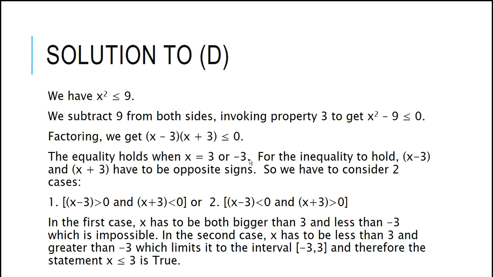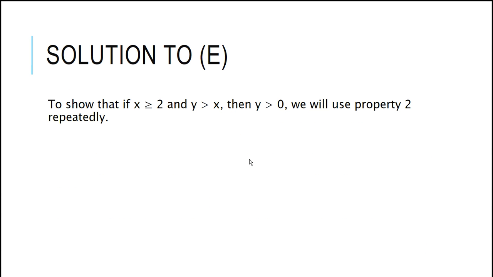And therefore the statement is true. And then the final part, to show that if x is greater than or equal to 2 and y is greater than or equal to x, then y is greater than or equal to 2, we will use property 2 repeatedly, which is transitivity. Since y is greater than x and x is greater than or equal to 2, then y is greater than 2.